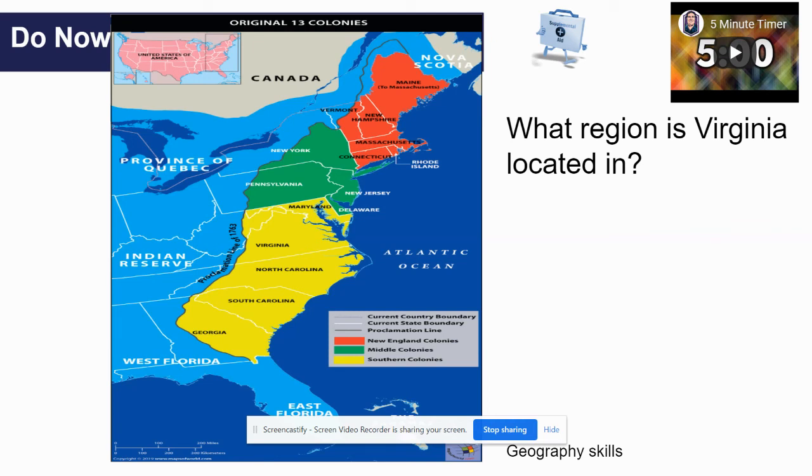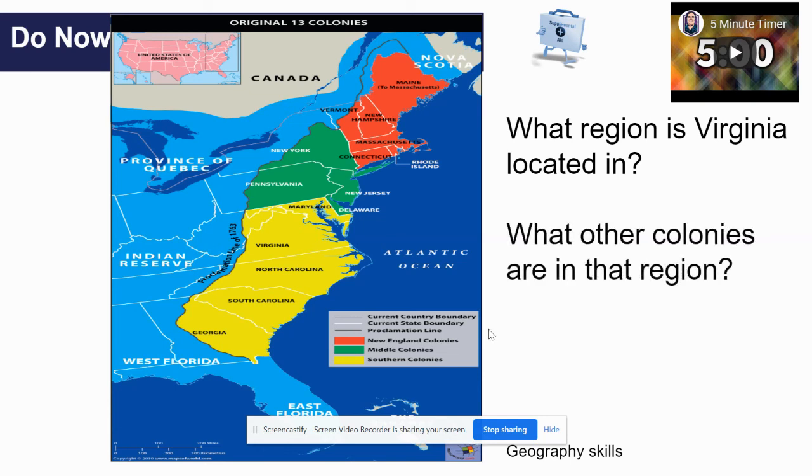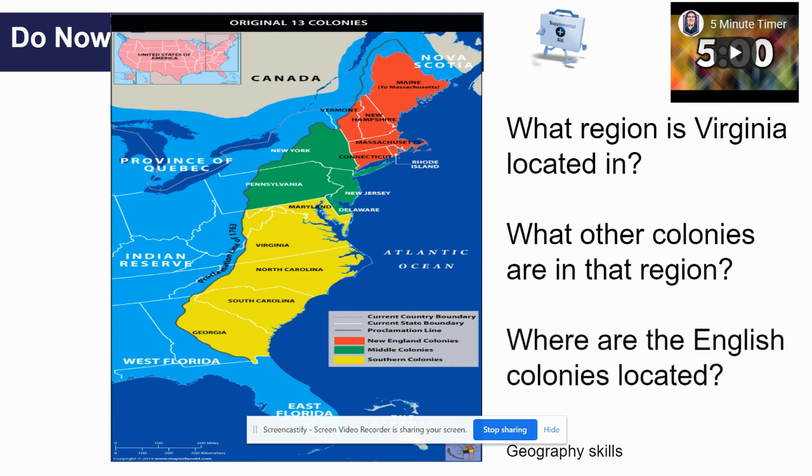And I want you to respond to these following questions. The first thing I want you to do is to identify Virginia and what region it is located in. This is a map skill, so I'm not going to tell you what to do up front. I want to see if you have the skill to do so. The second thing I want you to do is to identify what other colonies are in that region. And then the third thing I want you to do is to tell me, where are the English colonies located? If these are all the English colonies, looking at this map geographically, give that geography a name. Go ahead and pause the video at this time and complete that section of your Google Classroom form.